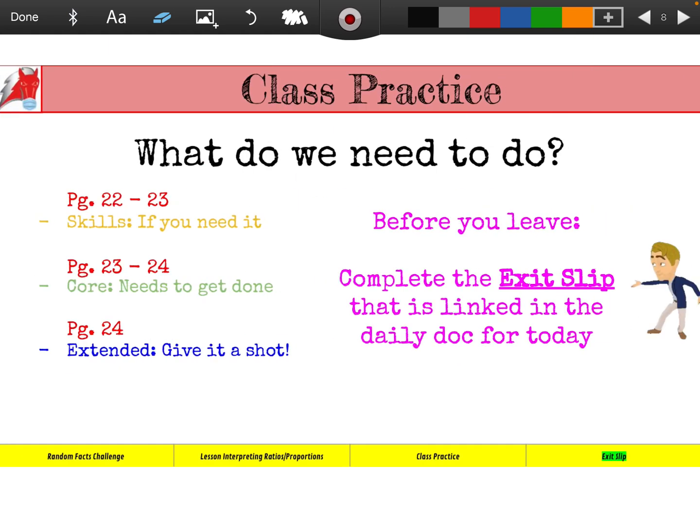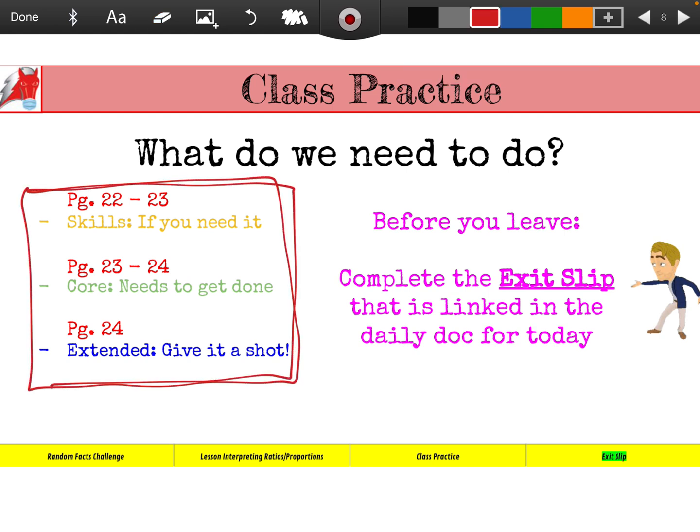Last but not least, what do we need to do for our class practice? We have these pieces here, Skills Core Extended. Do what you need to. At the very end here, there's an exit slip on your daily doc. That needs to get done for sure. That is going to be graded. 4 questions, not on this stuff, but just on previous things.